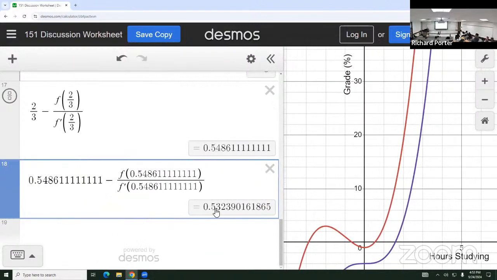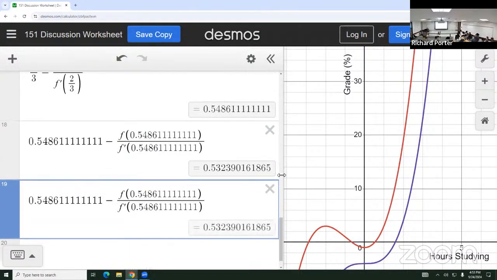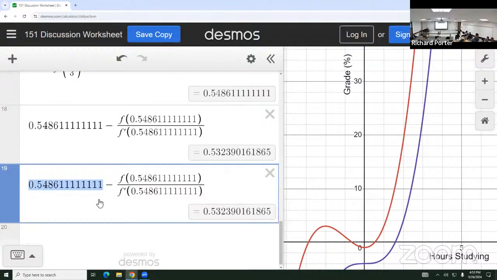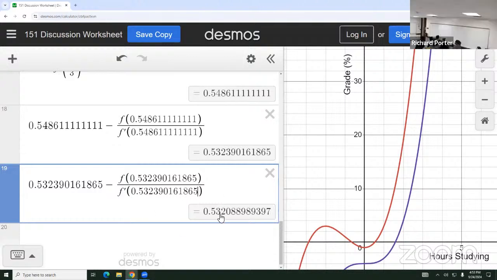Could you see how the number's close, but not the same? So I'm going to take the same number. I'm going to show you an easier way to do this in a second. Take this number, and I'm going to put it in there. Paste. And you see how now it's not disagreeing so much.